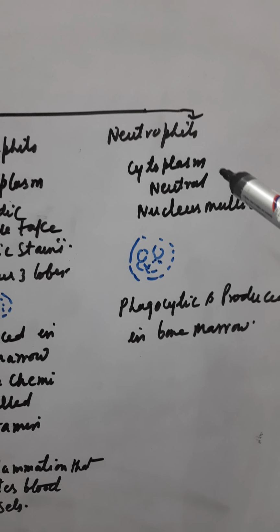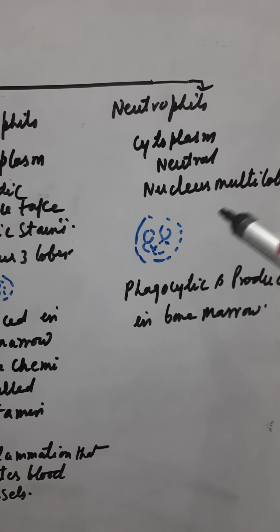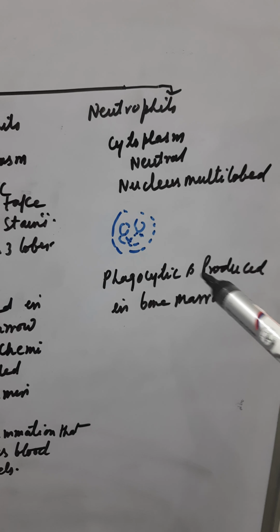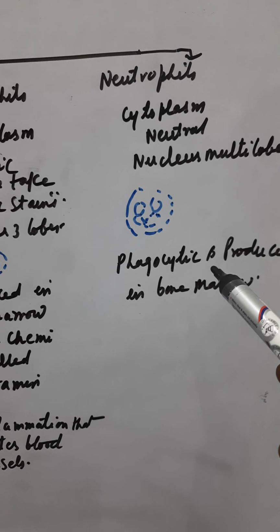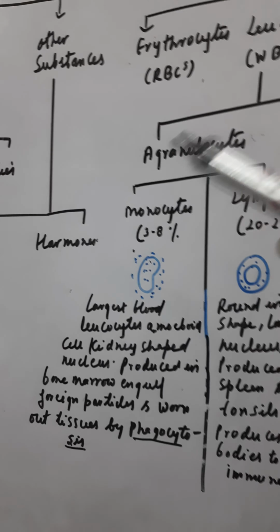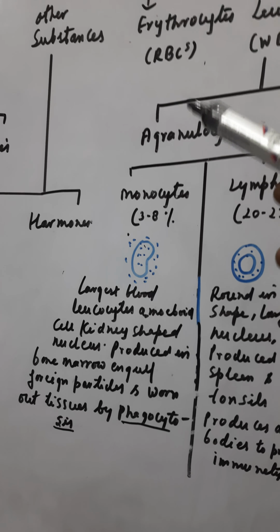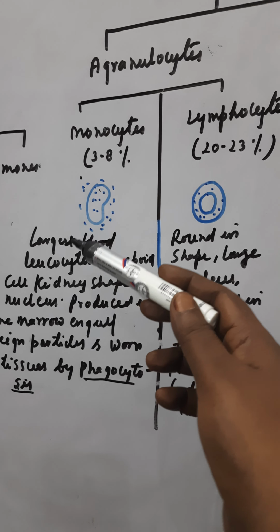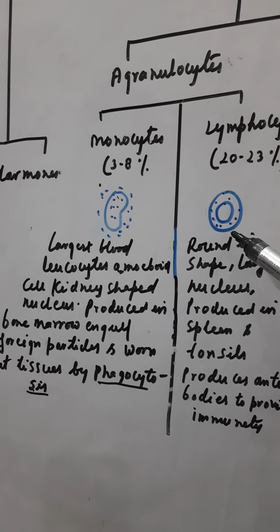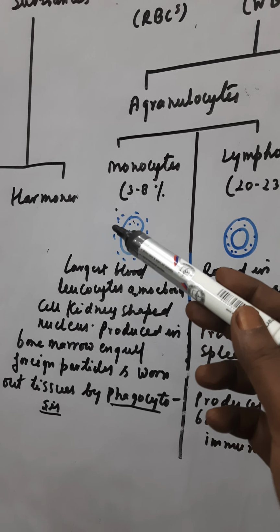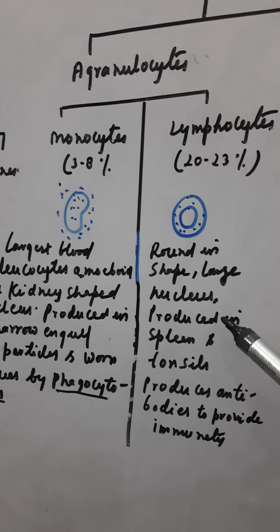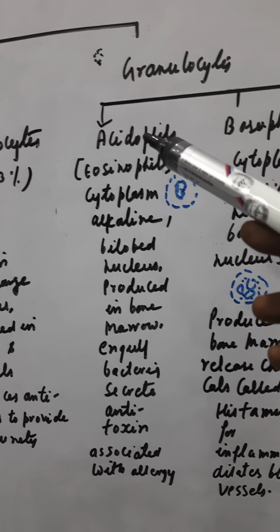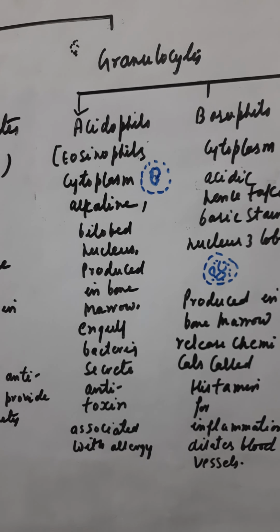Neutrophils: cytoplasm neutral, nucleus multilobed. You can see over here. It is also phagocytotic in nature, and it is produced in the bone marrow. So children, we have discussed the types of WBC here. Agranulocytes are of two types: monocytes and lymphocytes. Monocytes have a kidney-shaped nucleus, lymphocytes a large spherical nucleus. They do the phagocytosis and produce the antibodies to produce immunity. Then granulocytes are of three types: acidophils, basophils, neutrophils.